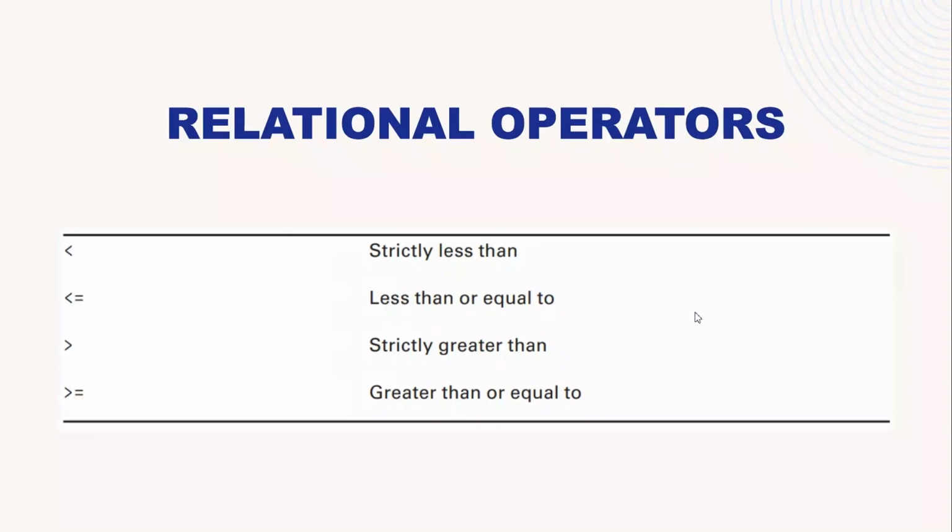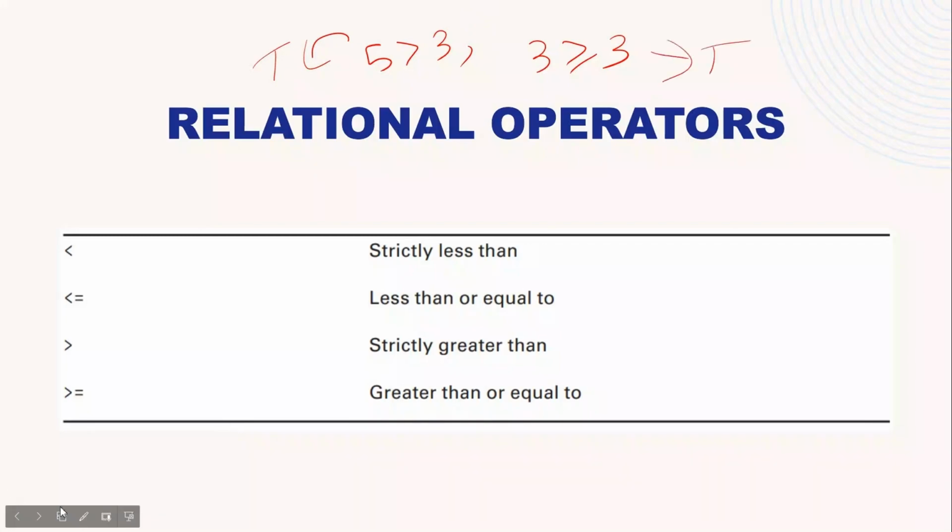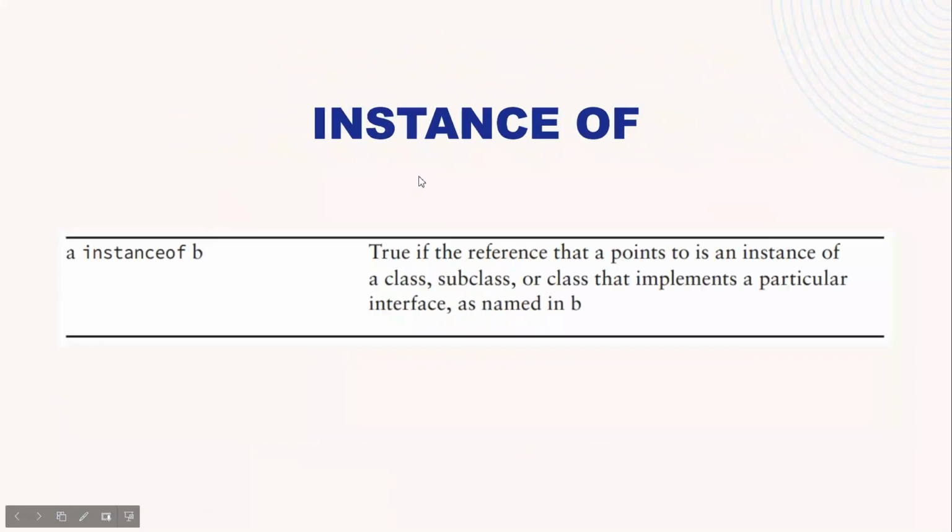Some examples would be 5 greater than 3 or 3 greater than or equals to 3. If you have these kinds of numeric expressions, then you can easily use relational operators, and they return a Boolean value like true or false. So this will be true and this also will be true. Very easy to understand. Now let's see some examples of relational operators.